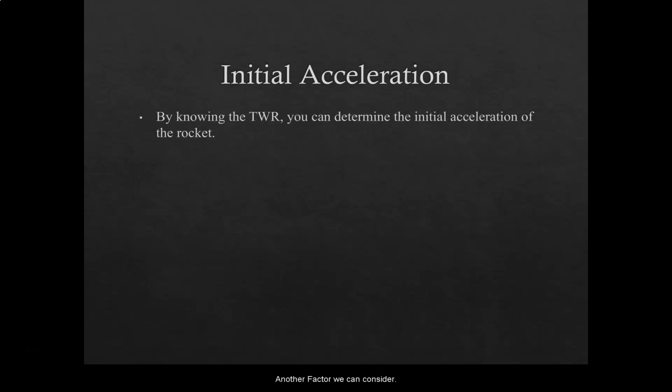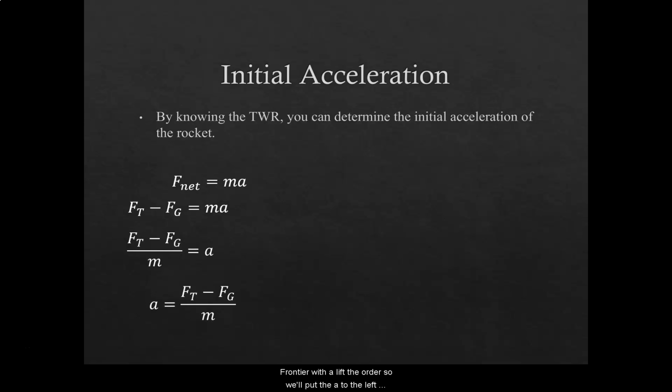So another factor we can consider is the initial acceleration off the launch pad. By knowing our thrust to weight ratio, we can calculate this value. The process of deriving the formula for the initial acceleration is shown as follows. We start with Newton's second law, F equals ma, where F is your net force upward, which is the difference in your thrust and your weight. So we can replace the net force with the thrust minus the weight, or the gravitational force, is equal to ma. We can then divide both sides by the mass of the rocket and get this equation.